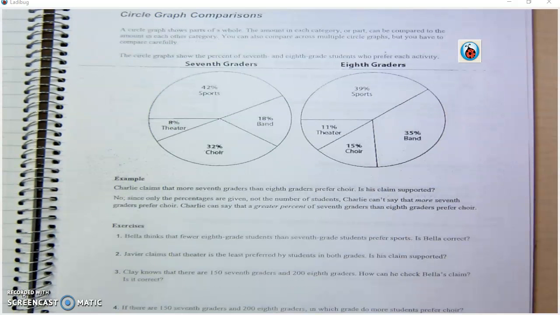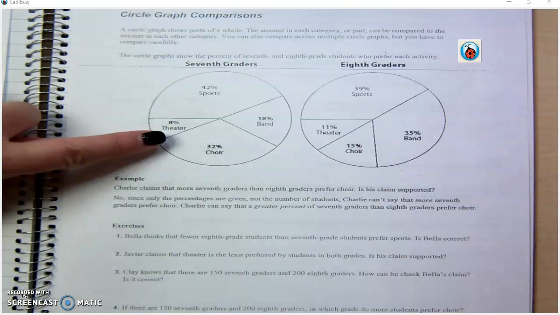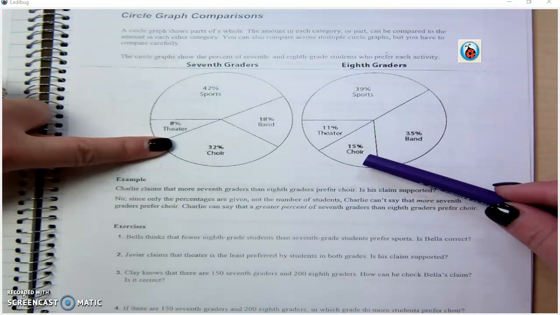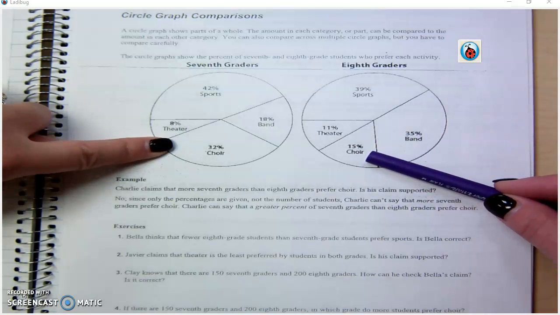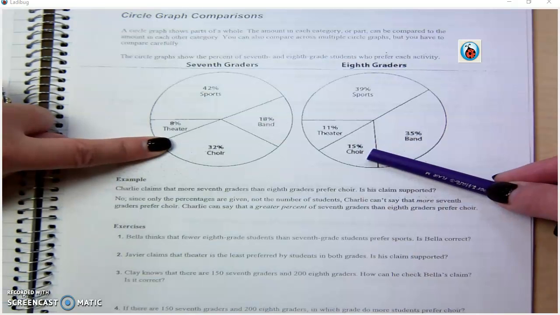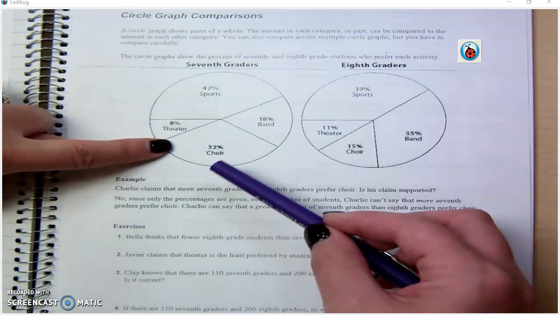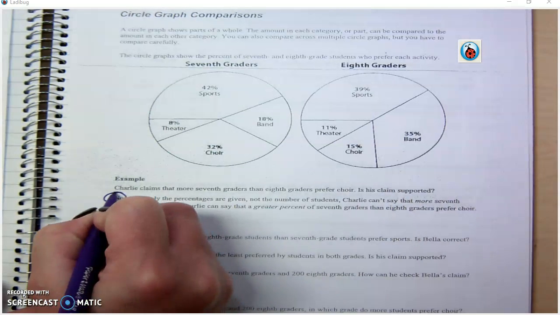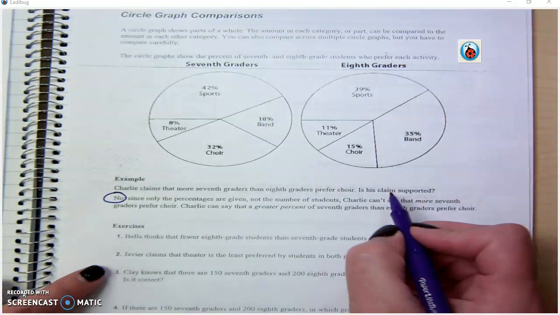So example 1, Charlie claims that more 7th graders than 8th graders prefer choir. Is his claim supported? So we have 32 for 7th graders and 15 for 8th graders. So yes, guys, the numerical percent value is greater. However, guys, we do not know the quantity of 7th graders or the quantity of 8th graders. So this is going to be really, really important because we have to say no, his claim is not supported.